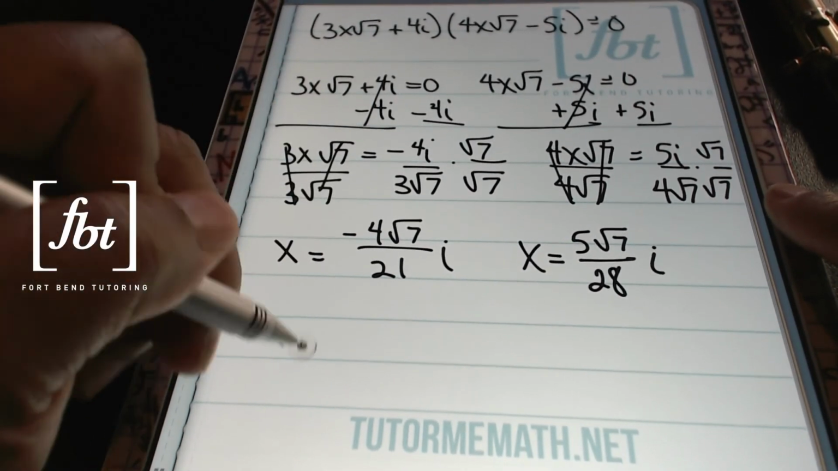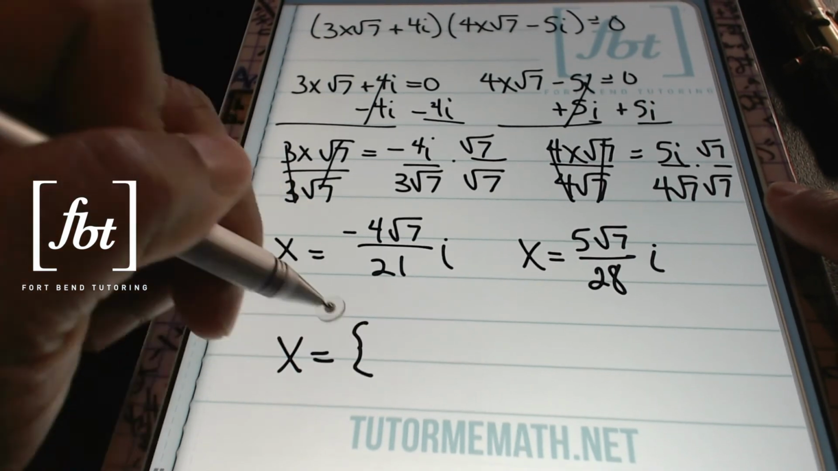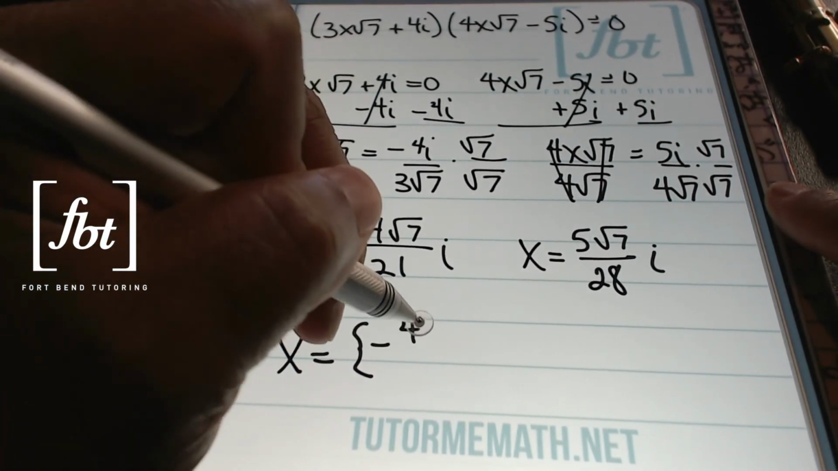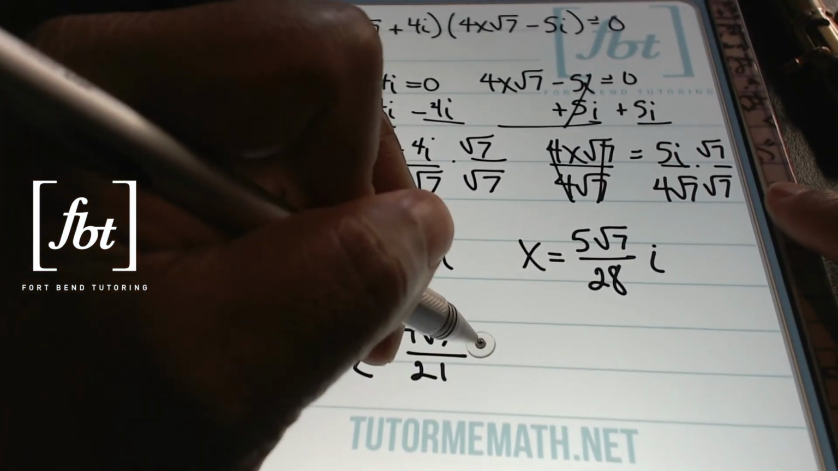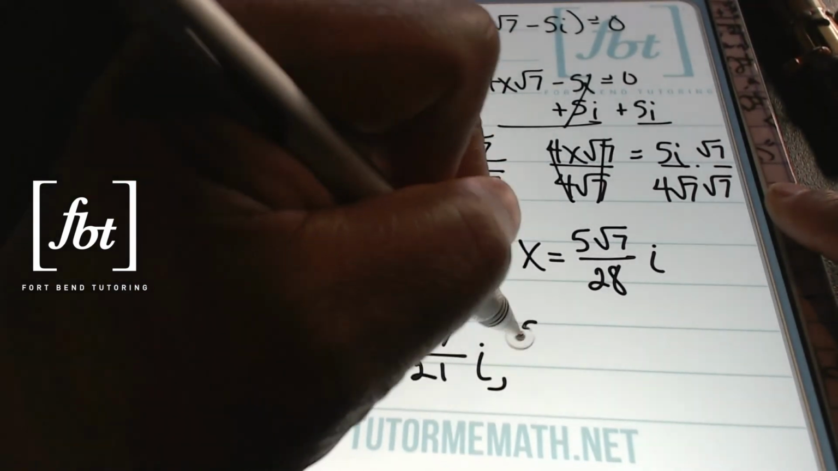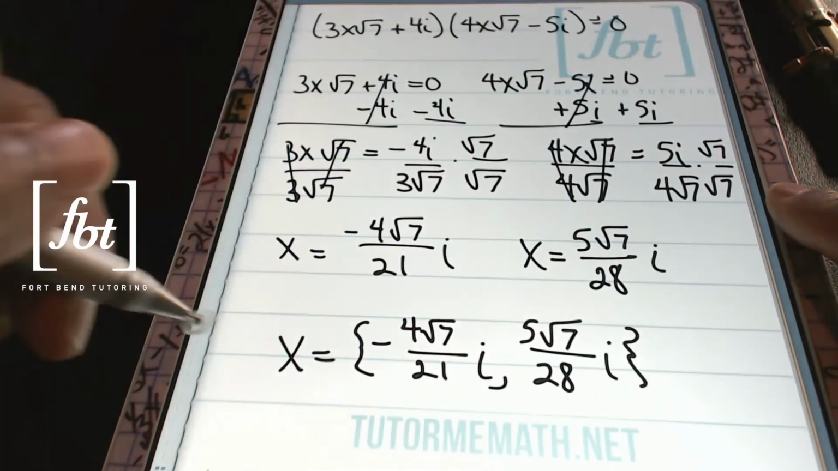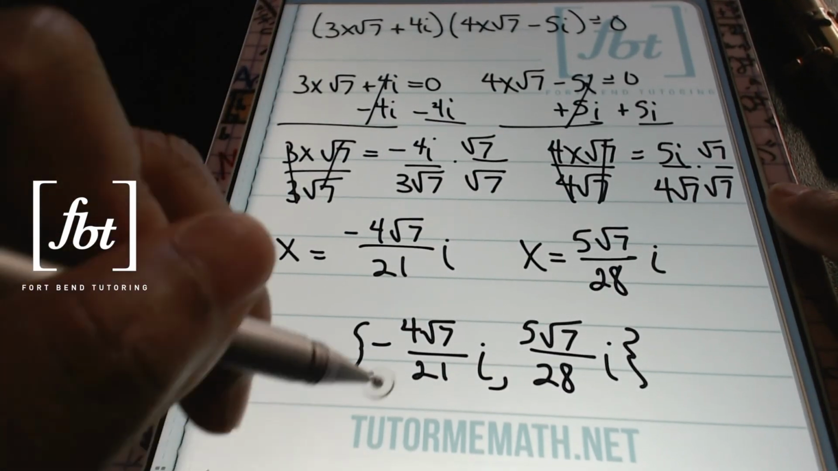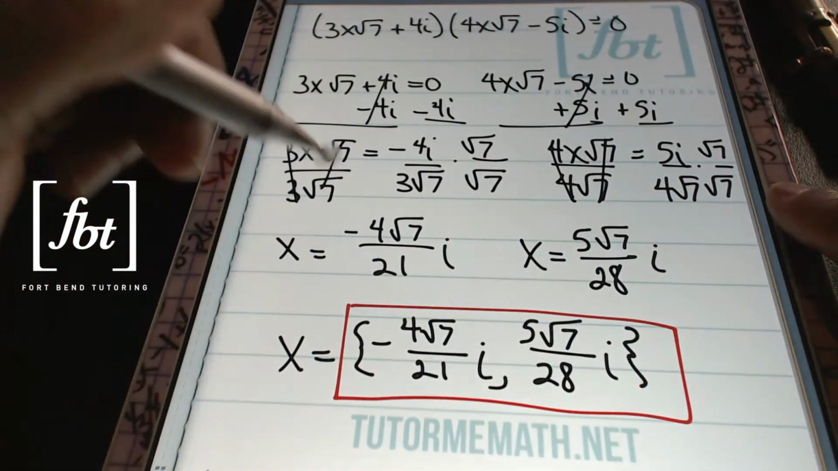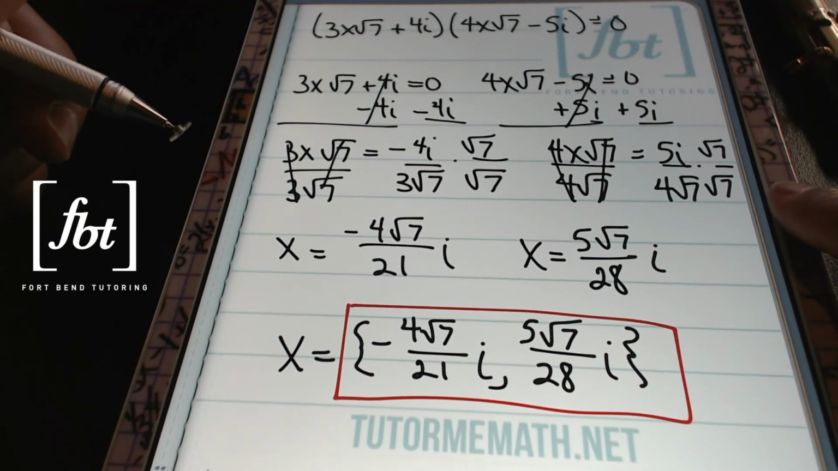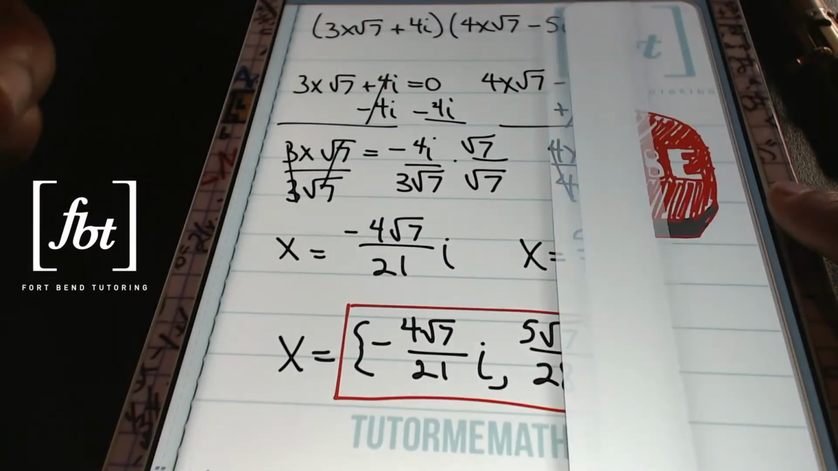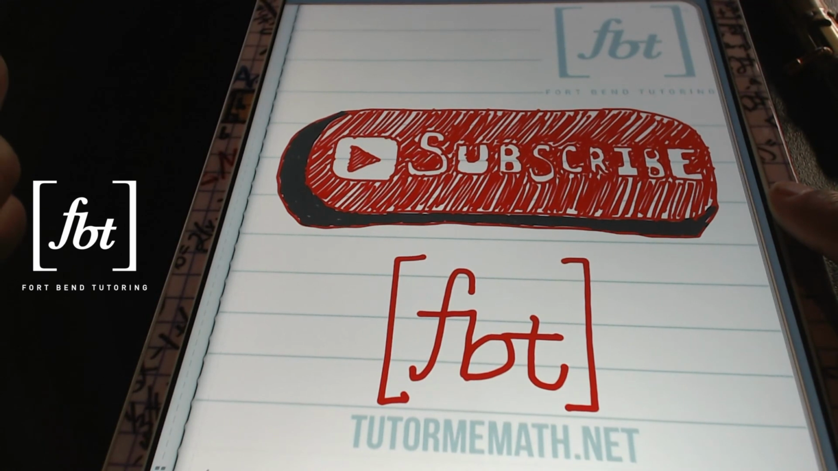So as a solution set, ladies and gentlemen, we have negative 4 times the square root of 7 over 21i, comma, 5 times the square root of 7 over 28i. And this is our answer for problem number 10. Done and done. So, ladies and gentlemen, this has been the 0 factor property part 3 with complex numbers with me, Mr. Witt, and Fort Bend Tutoring.